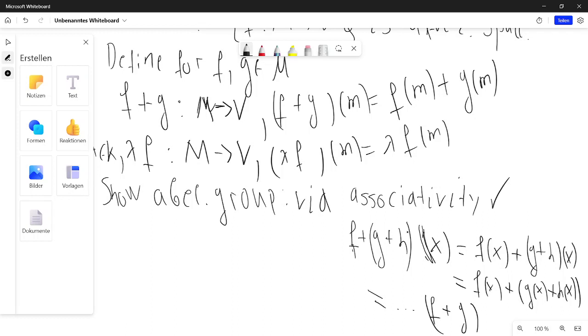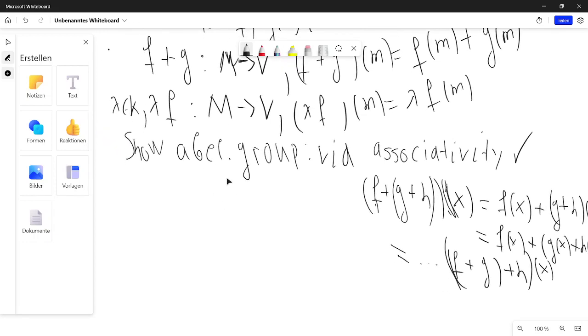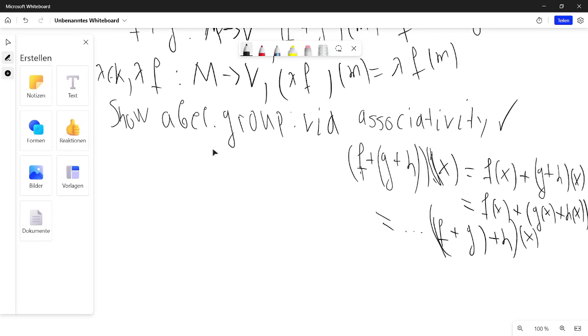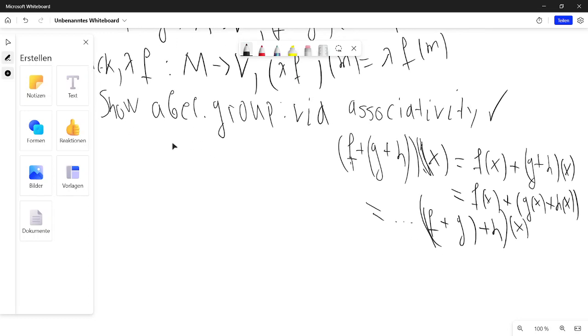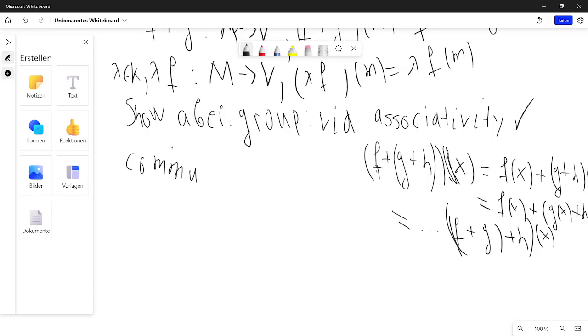And now it is true for each x. No matter what x you take, you always get the same. So the functions have the same domain, the same space of values, and are equal at every evaluation point. So of course the functions are equal, because this is what determines the function: the domain, the space of values, and the evaluation at the respective points. If all evaluations are equal, then the functions are equal. So this is associativity. Commutativity is just the same.